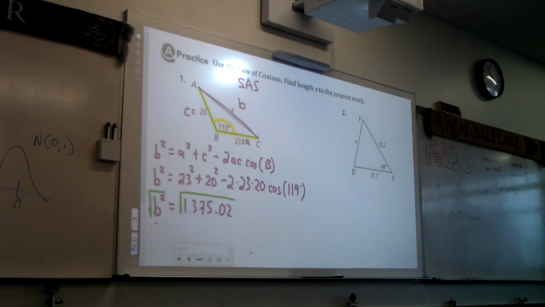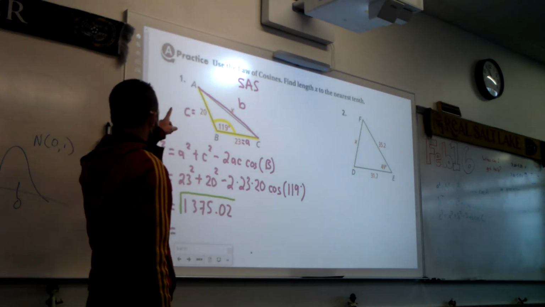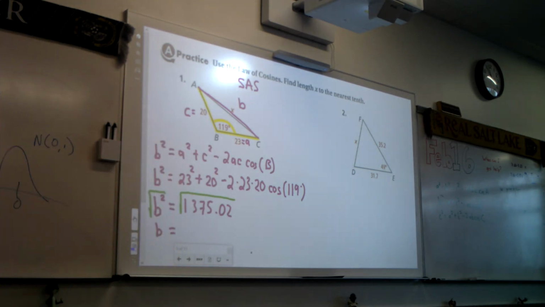And we'll see if that number makes sense. Two of the sides were 20 and 23, and this is going to be longer than those. What did you guys get when you took the square root? 37.08. 37, rounded to the nearest tenth, so maybe 37.1. Do you guys agree with that? And it's definitely longer than the other two sides, so that seems to make sense.